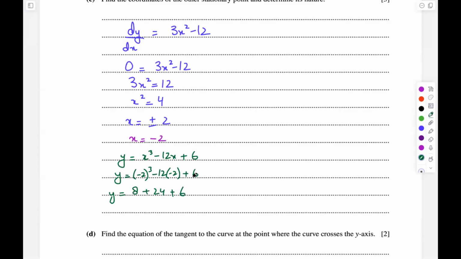This will become -8 plus 24 plus 6. Simplifying this, -8 plus 24 is 16. 16 plus 6 is 22. So the coordinates of the stationary point will become (-2, 22).